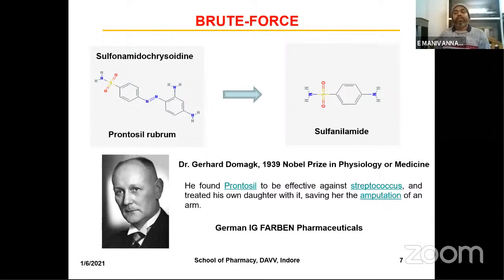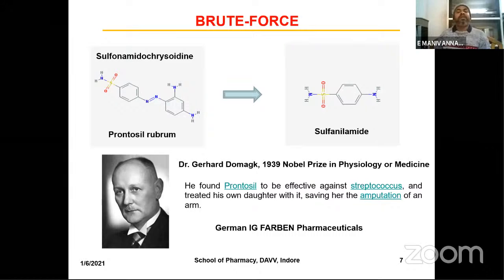He found this prontosil to be effective against Streptococcus bacteria, and he treated his own daughter with the drug, thereby saving her from amputation of the arm. This drug was discovered in German IG Farben Pharmaceuticals, and today this IG Farben Pharmaceuticals is incorporated into Bayer Pharmaceuticals.